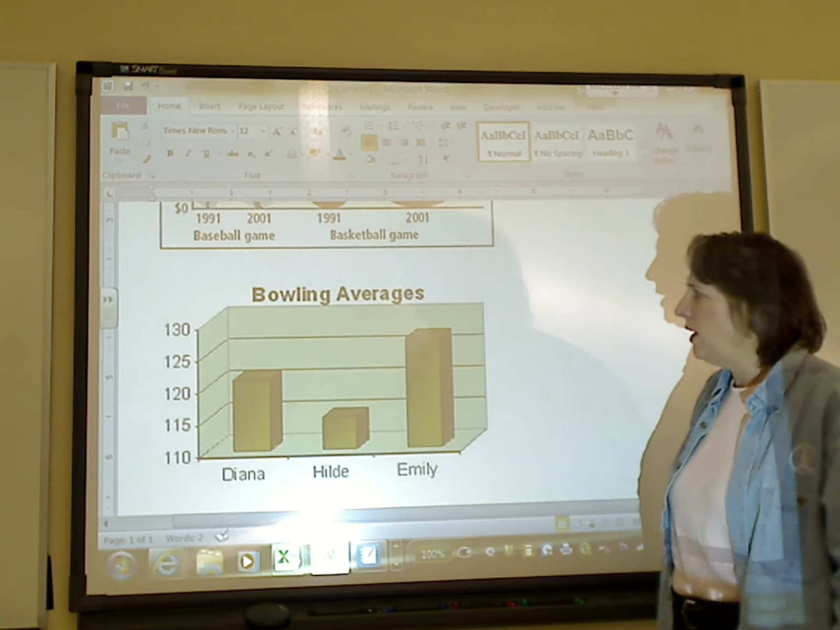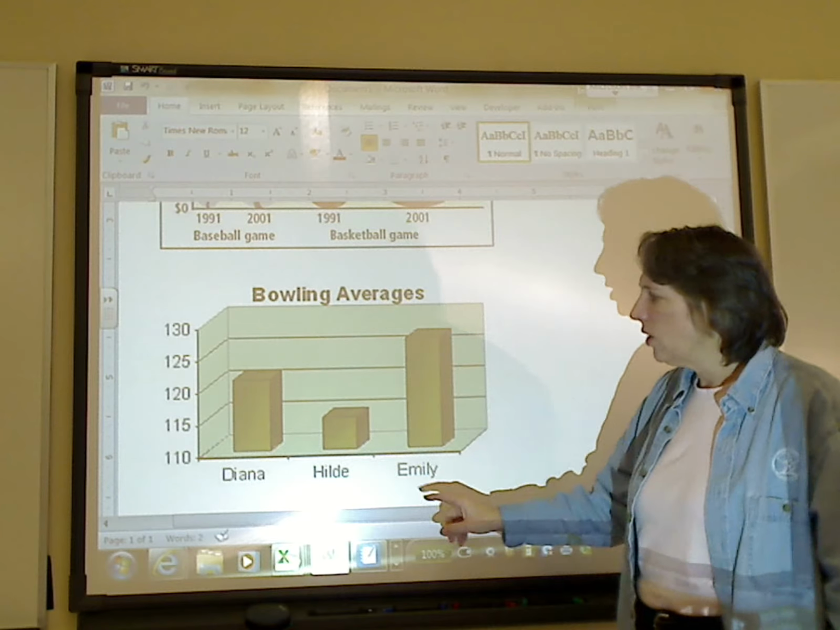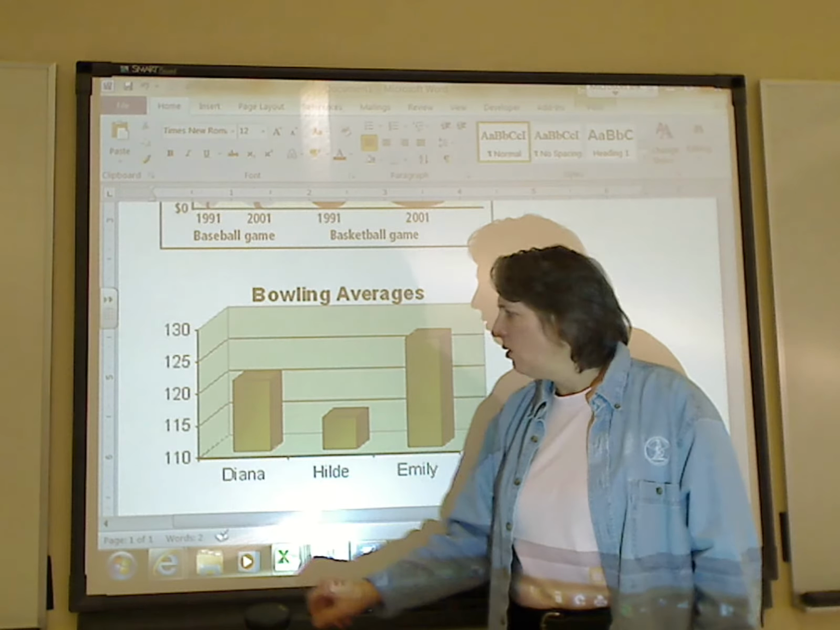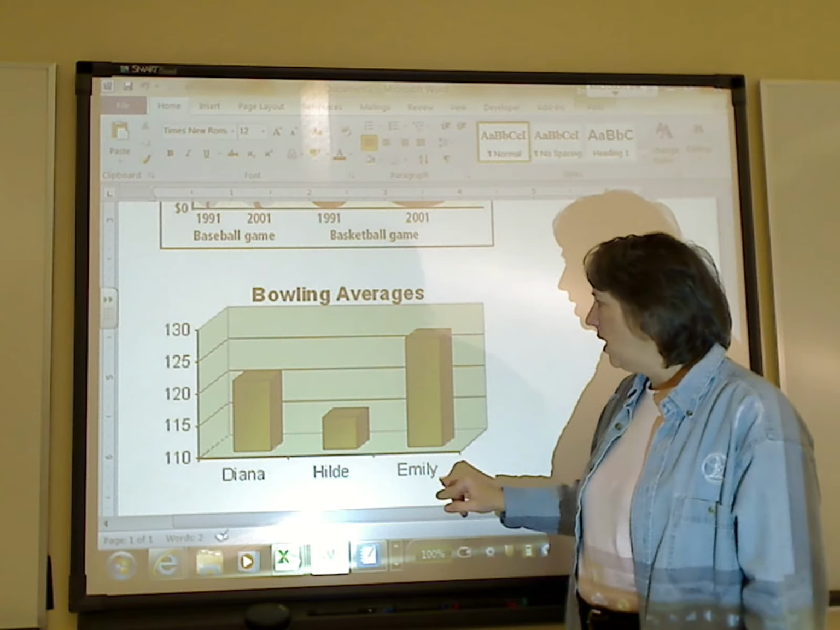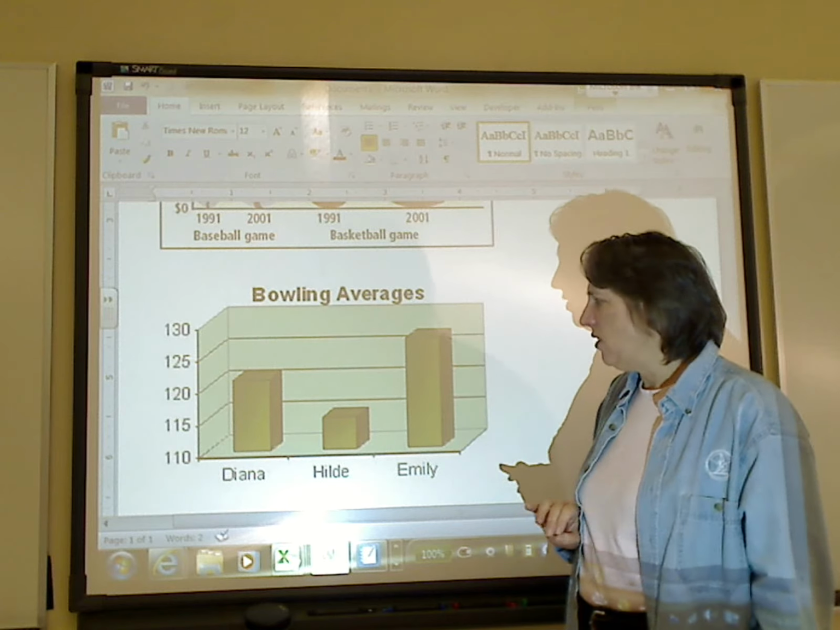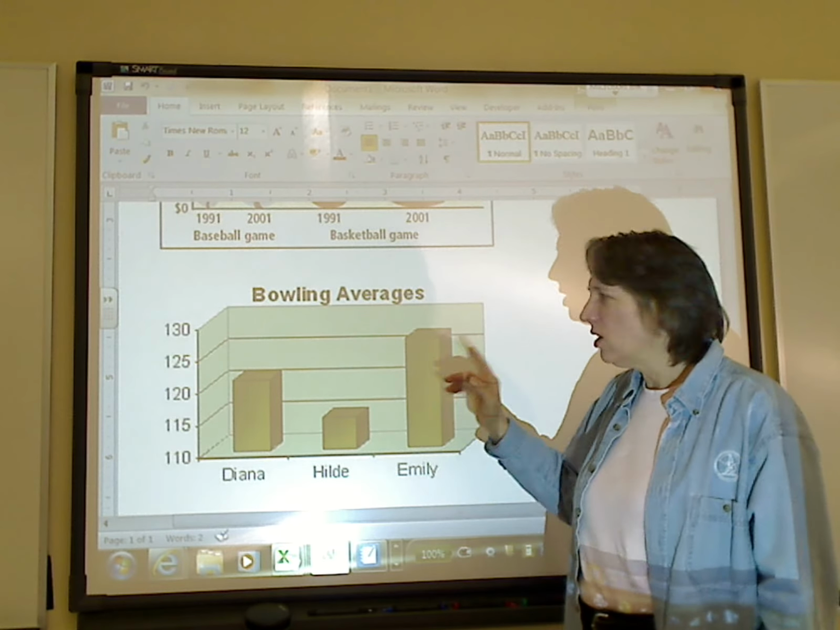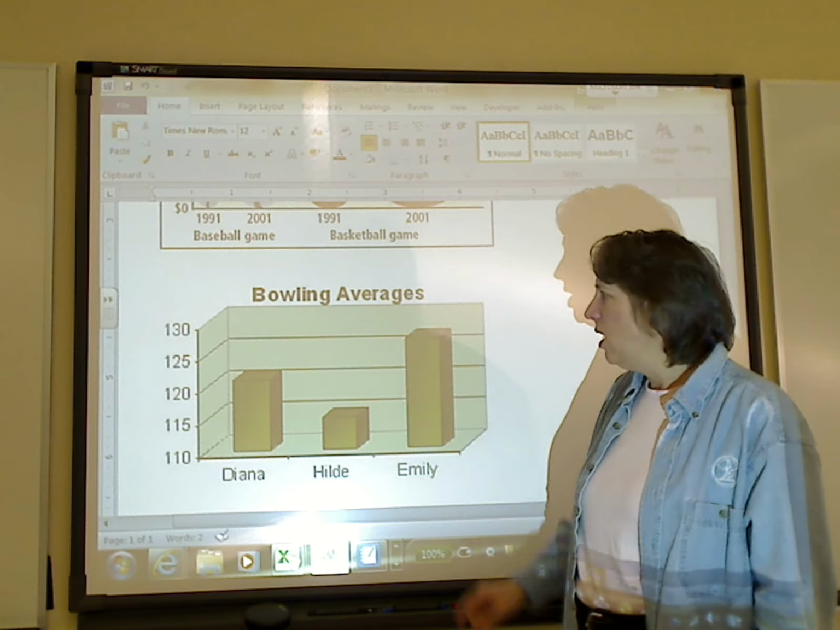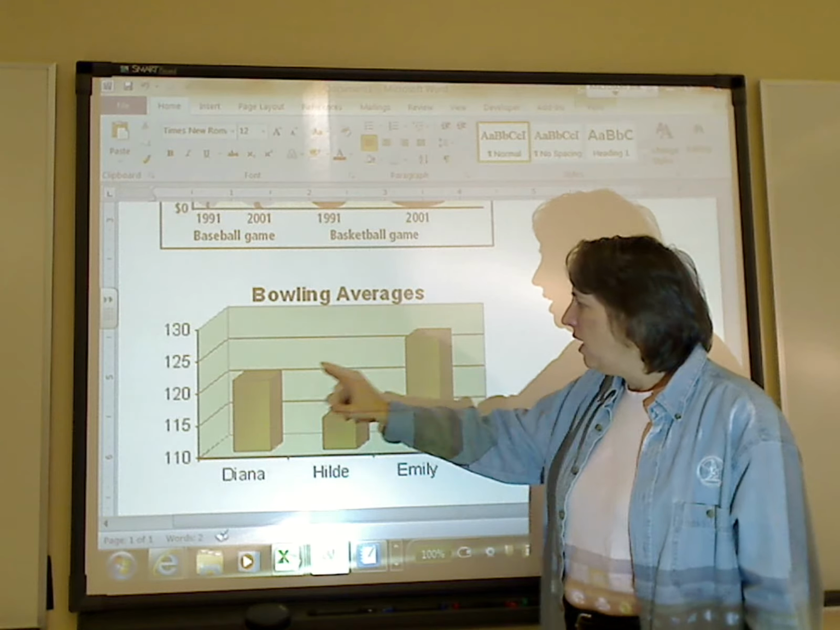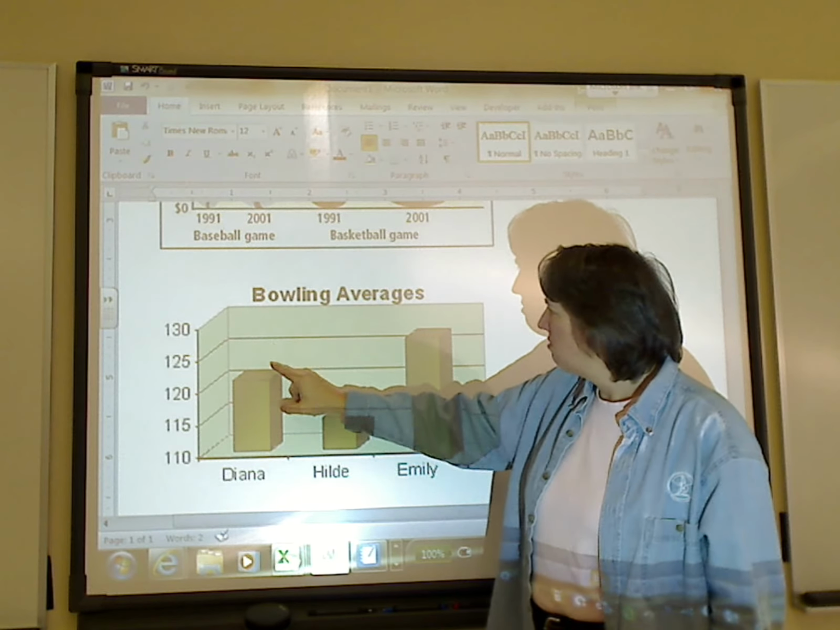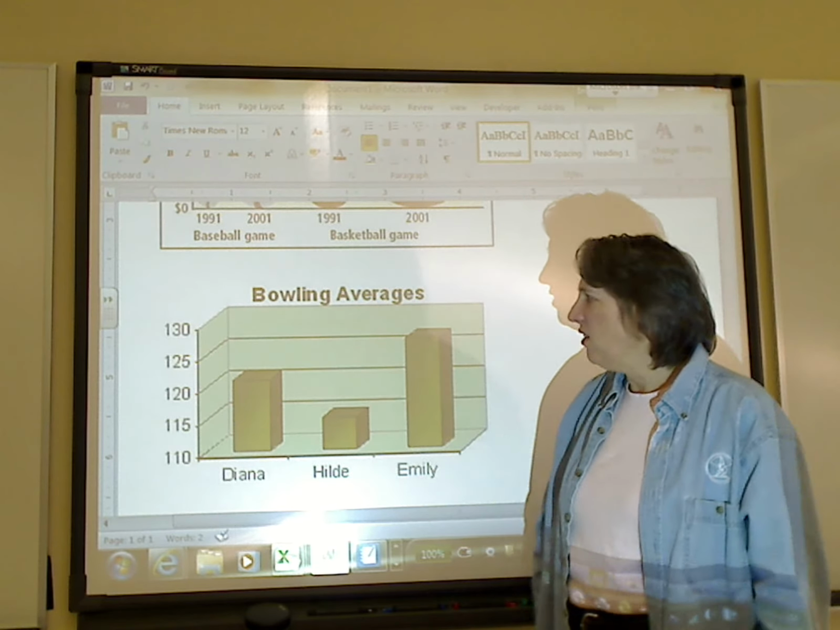Here's one with bowling averages. At first look, again, the axis starts at 110, not 0. And it makes it look like Emily is far better than Diana and Hildy, doesn't it? It makes her look like she's got a much better bowling average. When in actuality, if you look at the shape of this, she's only a little over 10 pins higher than Diana.